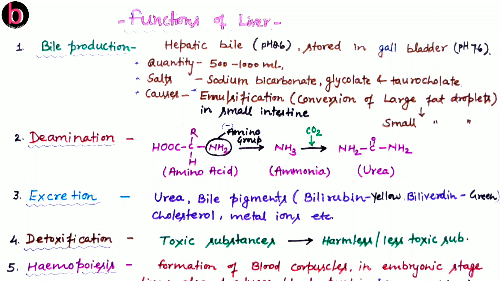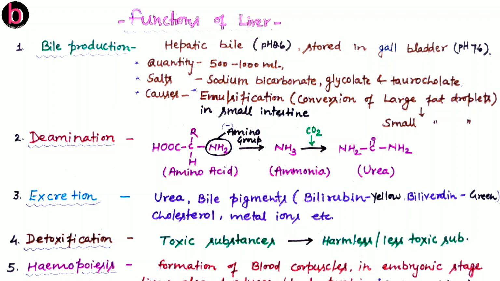So bile synthesized or produced in the liver is stored in the gallbladder, and from the gallbladder it moves into the small intestine with the help of the cystic duct, common bile duct and then the hepatopancreatic duct.